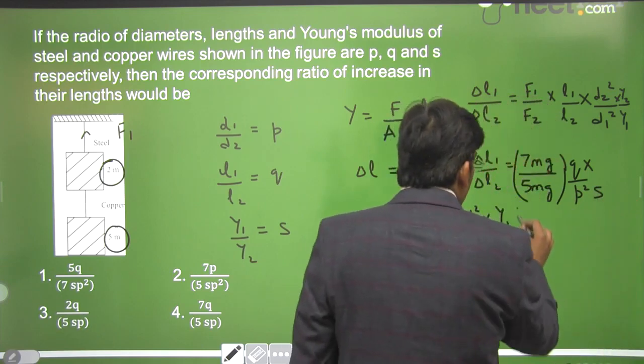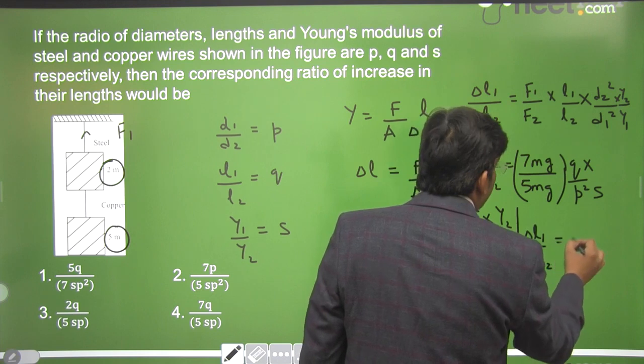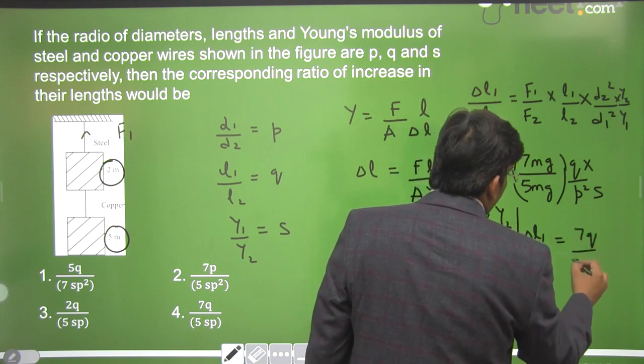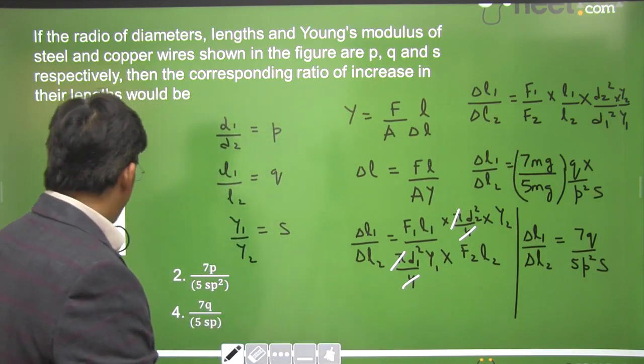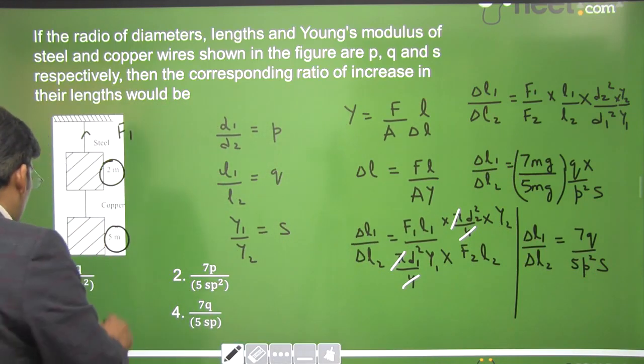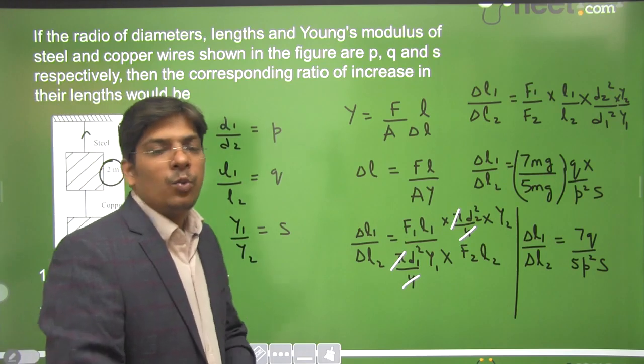So I suppose we have got the answer. Delta L1 divided by delta L2 is going to be 7Q divided by 5 times P square S. Okay. So option 1 is going to be the correct option. Right, dear students?